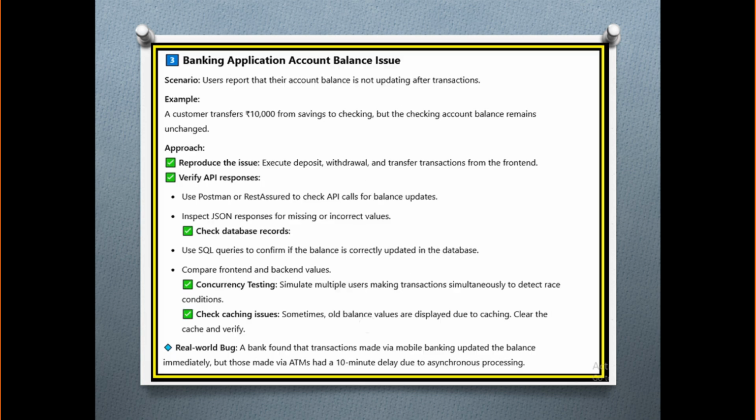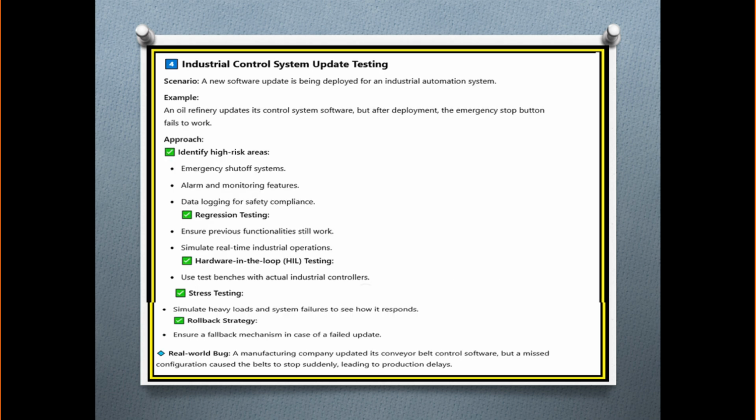The next one is a banking application account balance issue. A user reports that the account balance is not updating after a transaction. How would you approach it? First step, reproduce the issue: execute deposit, withdrawal and transfer transactions from the front end, and then verify the API response. Also check the database, perform concurrency testing, and check for caching issues. Is there any caching issue in your browser? Sometimes old balance values are displayed due to caching. Clear the cache and verify.